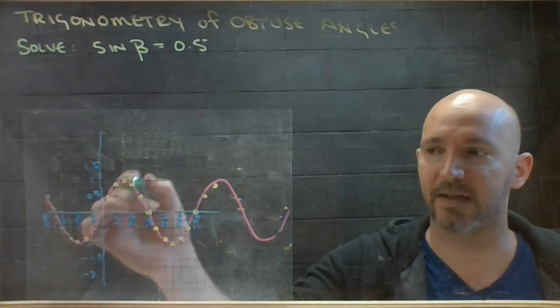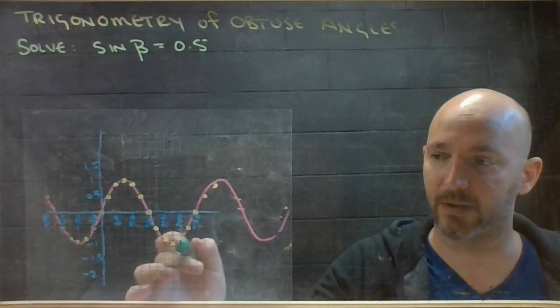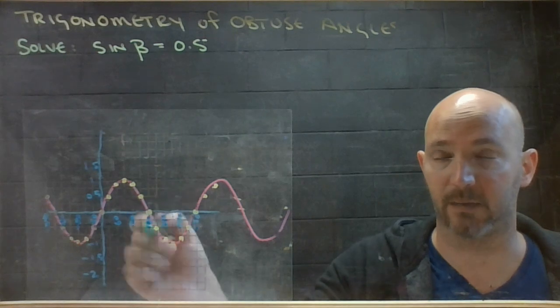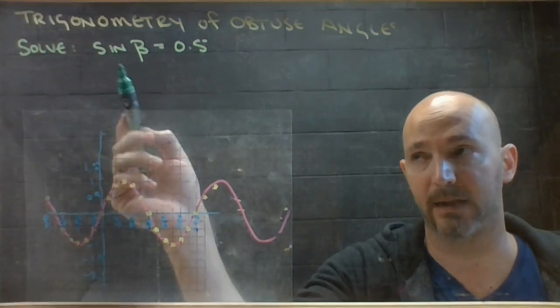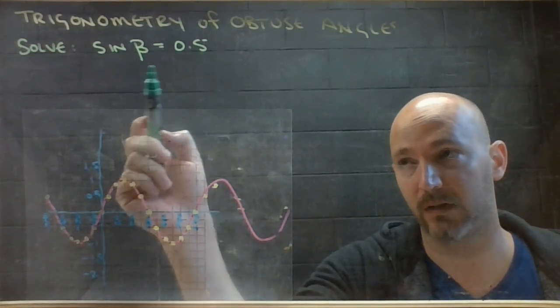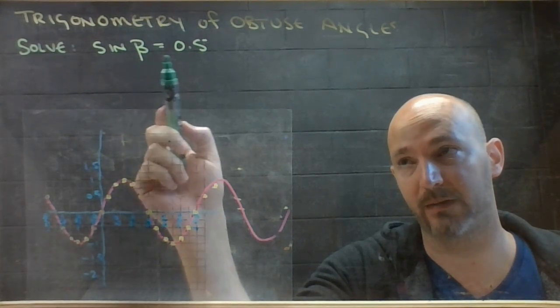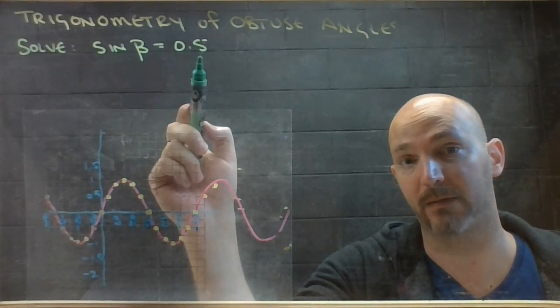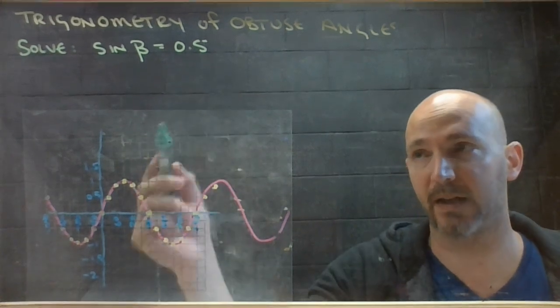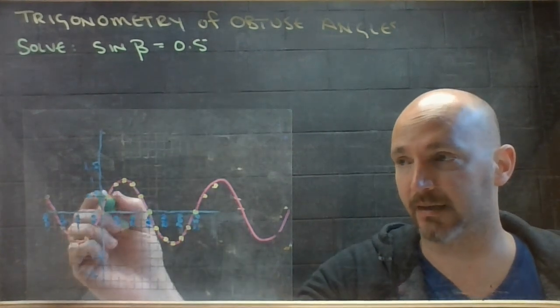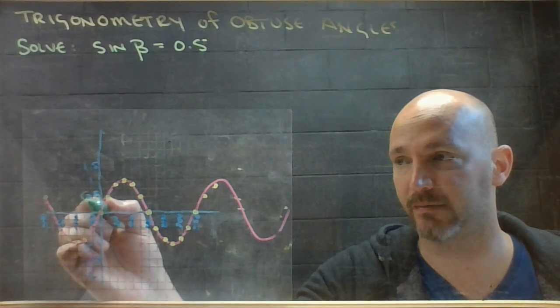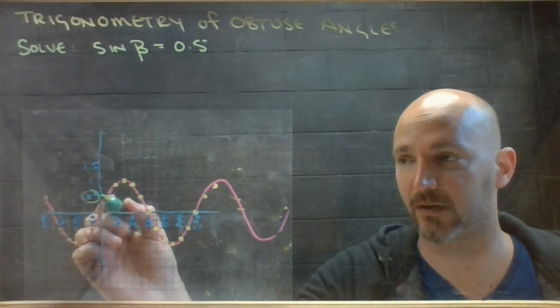So there's my sine wave. It goes back and forth between -1 and +1 on the y-axis. And this is asking me at what x value does that y value happen. So I'm going to find that y value on my axis. It's right here at 0.5. I'm just going to scan across.